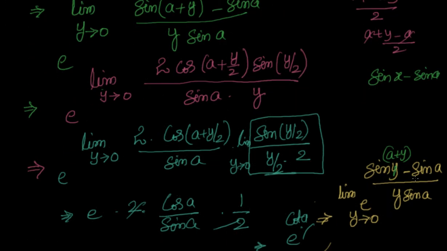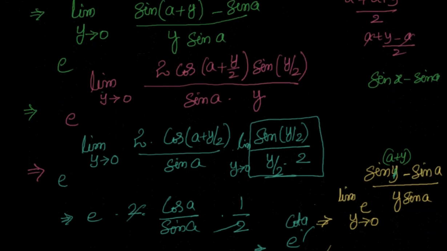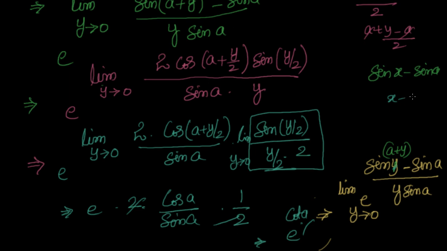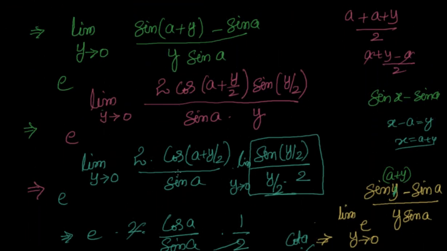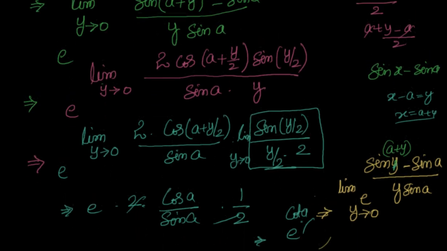Now where we left off, there was a typo here. It should be sin of (a plus y) minus sin a, because we started with sin x minus sin a and we know x equals a plus y. Because we took x minus a equal to y, x should be a plus y. So I fixed that typo. Sin of (a plus y) minus sin a over y sin a, that is what we have to again find the limit of. We have done that using a little bit of trigonometry, and we can see that the solution of that is e power cot a.